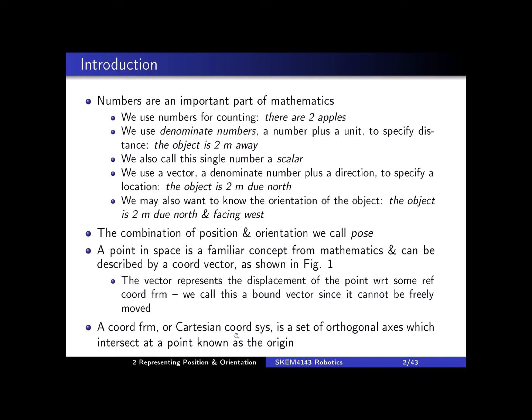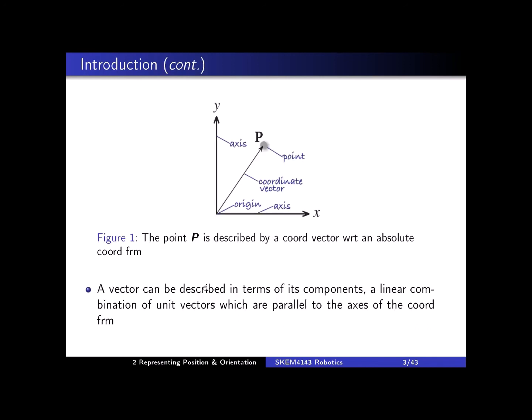A coordinate frame or Cartesian coordinate system is a set of orthogonal axes which intersect at a point known as the origin. You know that already. And a vector can be described in terms of its components, a linear combination of unit vectors which are parallel to the axes of the coordinate frame. You can imagine there's another vector that we call unit vector whose length is 1, right? So let's see.